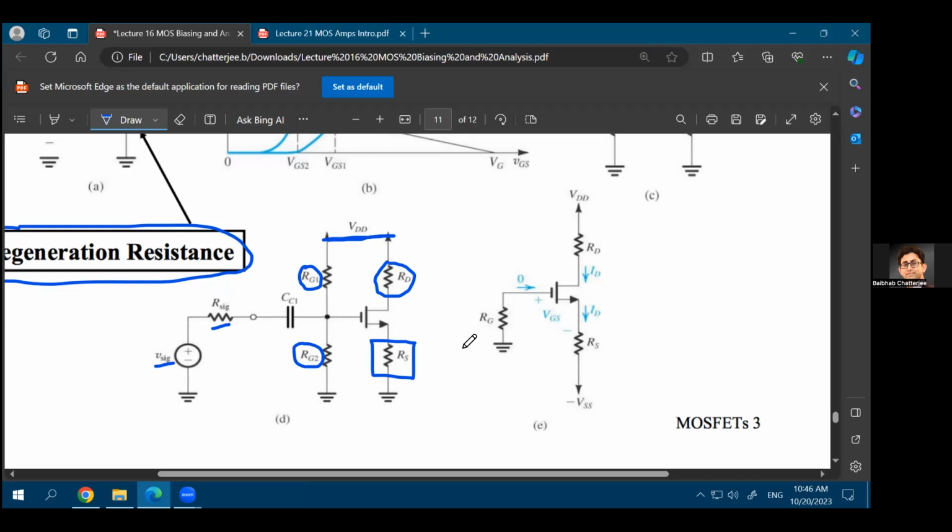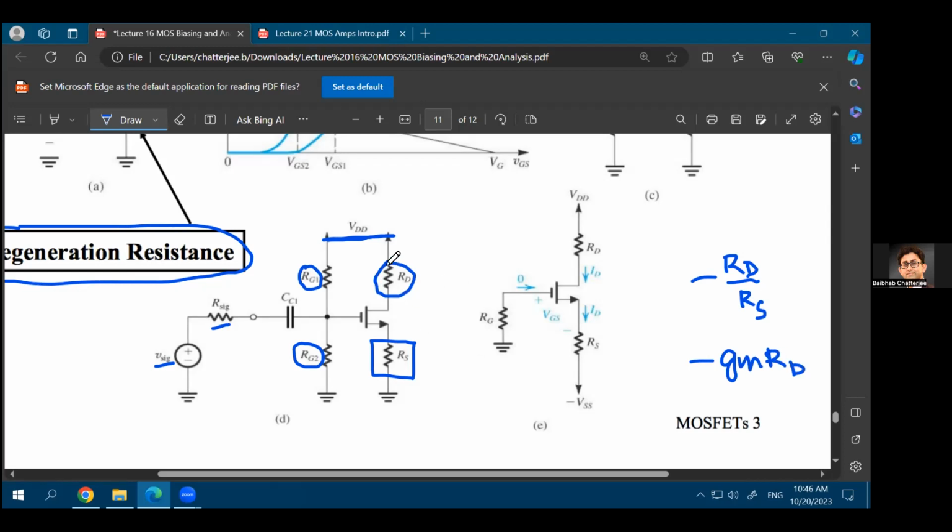Now, what advantage does it give you? Why would you even place this resistance over here? As we discussed in the last lecture, the gain will be reduced if you are placing this RS resistance. Gain will become minus RD over RS. And we'll prove that in today's lecture, how this gain becomes minus RD over RS, instead of the gain being minus gm times RD.